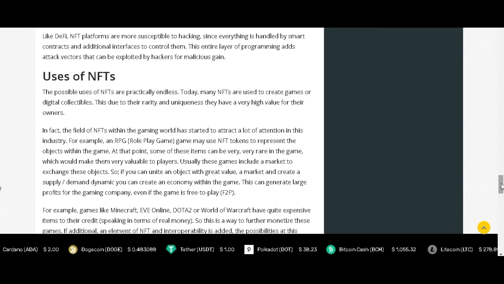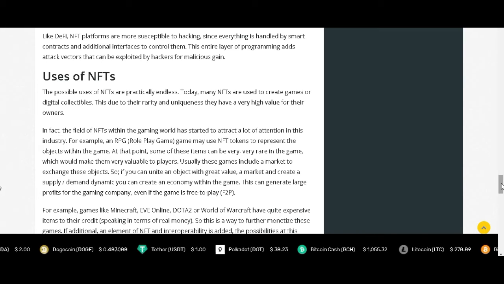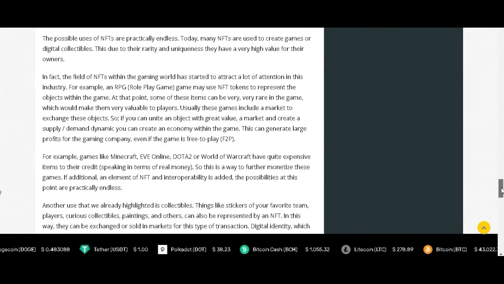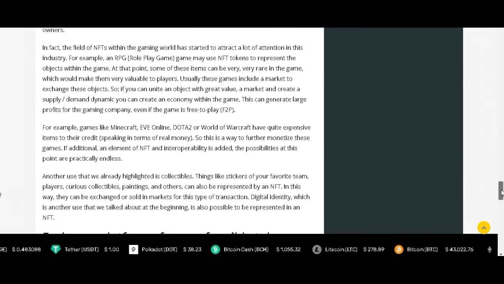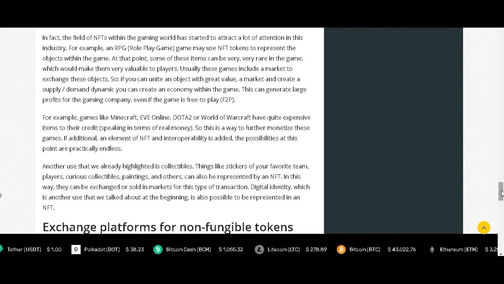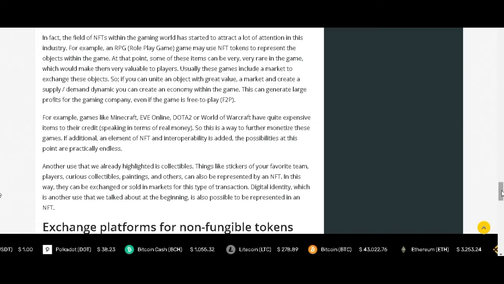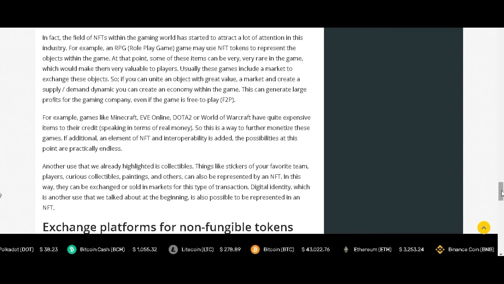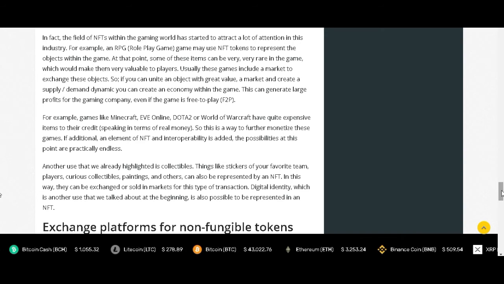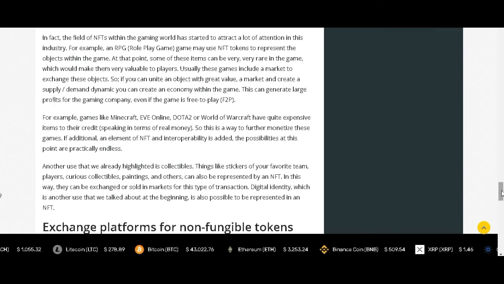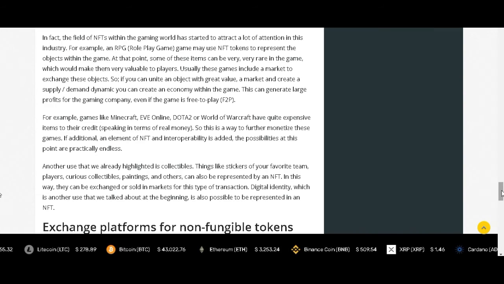At that point, some of these items can be very, very rare in the game, which would make them very valuable to players. Usually these games include a market to exchange these objects. So, if you can unite an object with great value, a market, and create a supply/demand dynamic, you can create an economy within the game. This can generate large profits for the gaming company, even if the game is free to play, F2P.